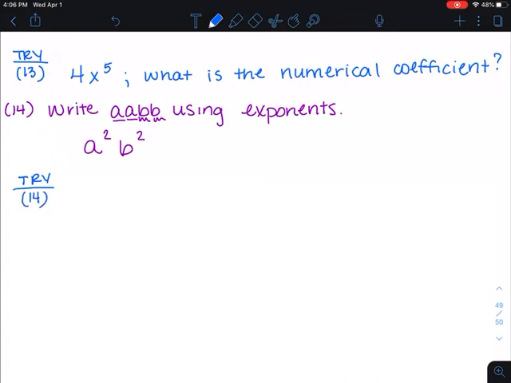I want you to write this using exponents. C, C, C, E, G, G.